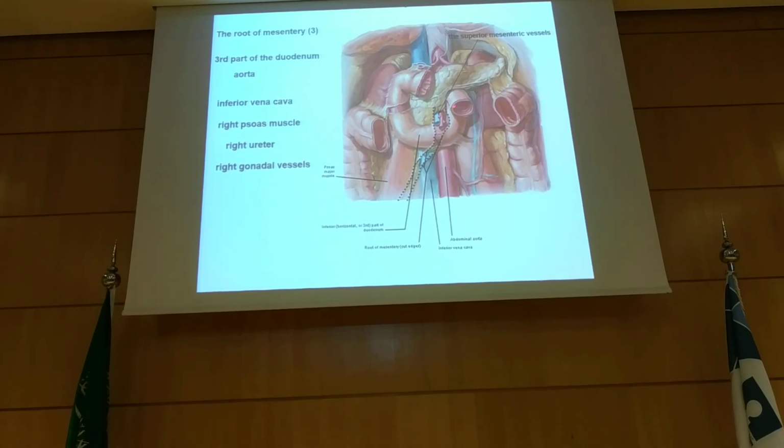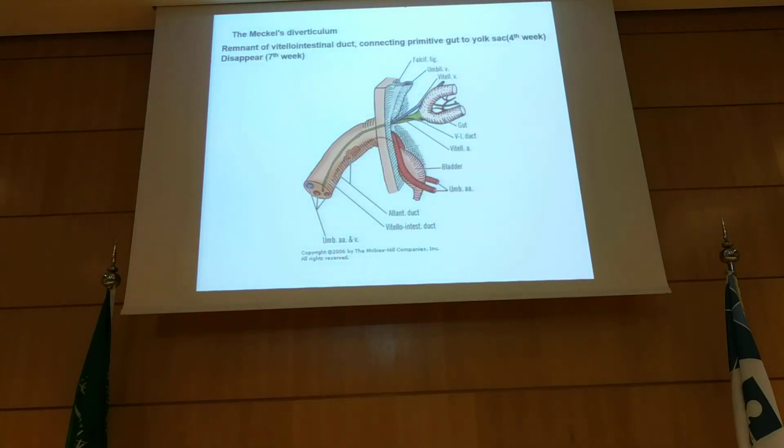So the root of the mesentery, going from left to right at a 45-degree angle with the midline, crosses these structures on the posterior abdominal wall: the pancreas, head of pancreas, third part of the duodenum, inferior vena cava and the aorta, and the psoas muscle with the ureter and gonadal blood vessels.